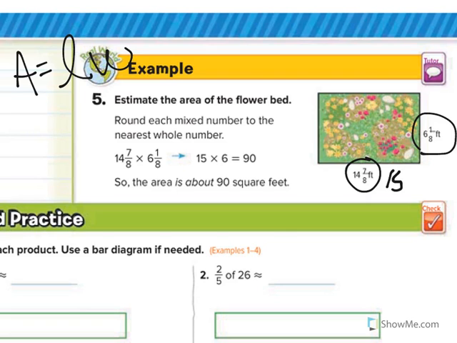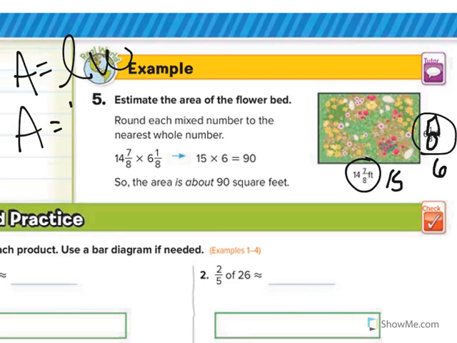Then take a look at your 6 and 1/8. You have 8 pieces total, but you only have one of those. So is that close to having none of the pieces, half of the pieces, or all of the pieces? Since you only have one out of the 8, and half of 8 would be 4, this is really close to having 0, which means this is going to stay as the whole number 6 as opposed to being bumped up to 7. So I would say 6 and 1/8 is close to 6.